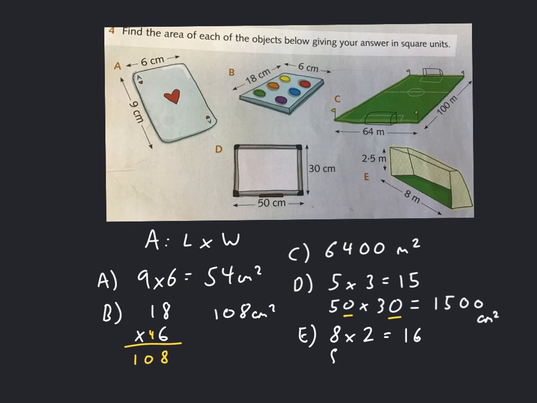We then have to do 8 multiplied by a half. As we said in our teaching video, multiplying by a half is the same as dividing by 2. So I know that 8 divided by 2 is 4. So we have 16 plus 4 metres squared, which gives me 20 metres squared.